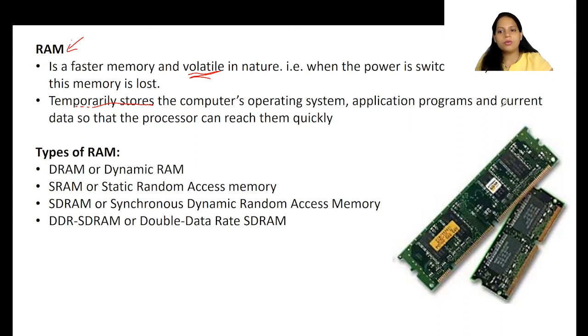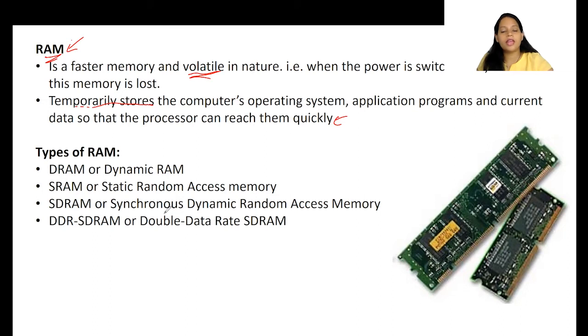Now, application programs and current data are also stored so that the processor can reach them quickly. Okay, so along with the operating system, it also loads the data which is required by the CPU in order to perform a certain task. Where is it stored? It is stored in our RAM.